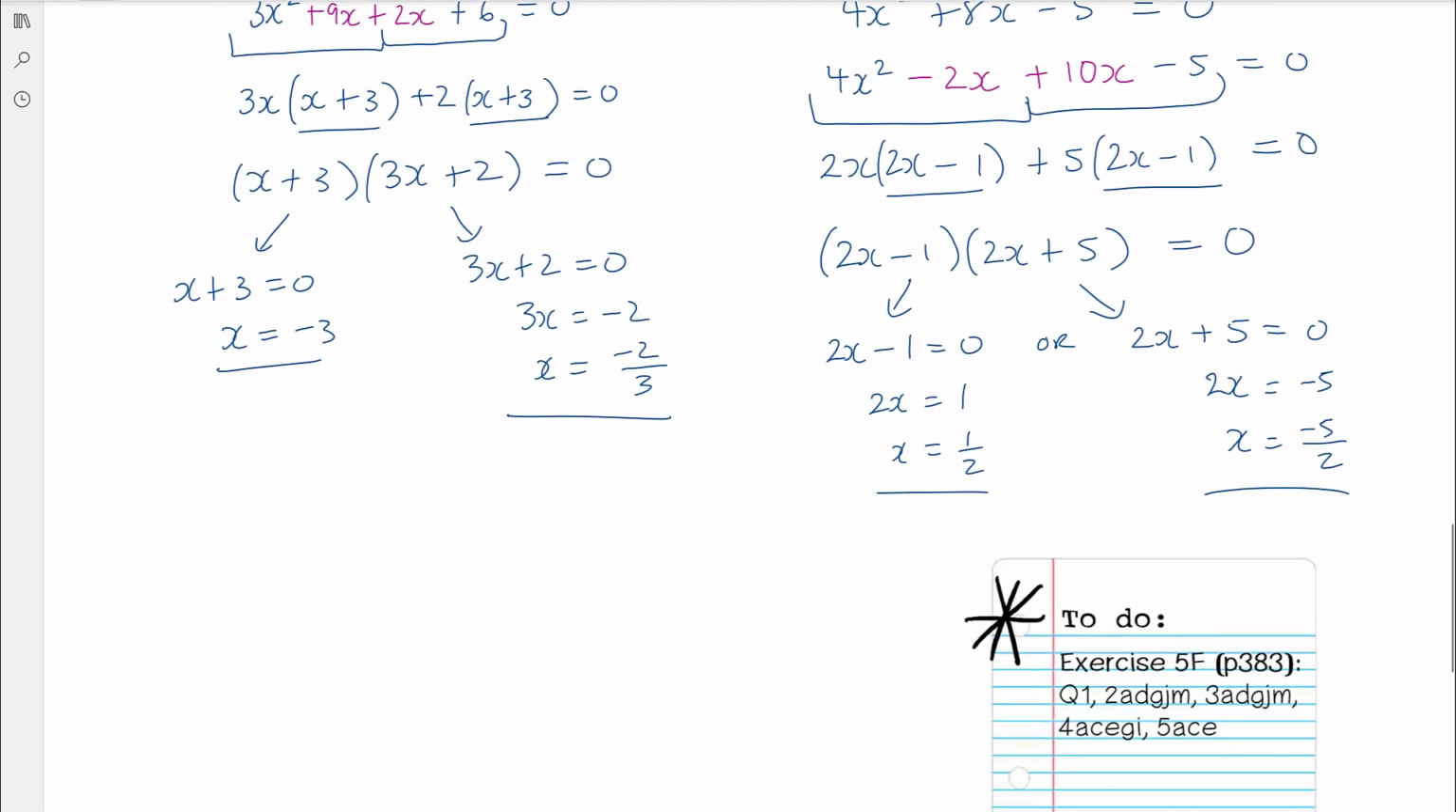Okay, so some practice using the null factor law is going to offer you good revision of your factorization processes as well. So exercise 5F is the work for today.